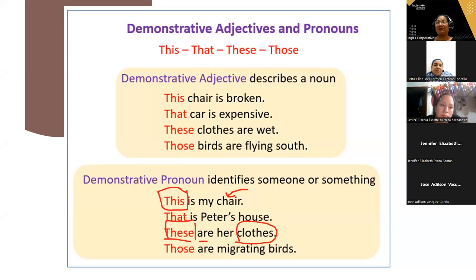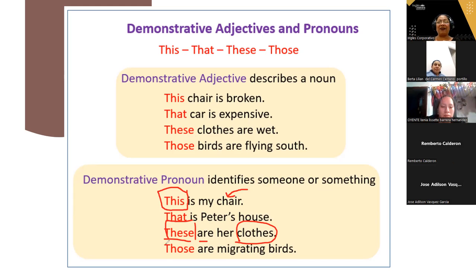A ropa. Clothes, yes. Okay. Que la ropa le pertenece a ella. Esta ropa es de ella, pero no digo esta ropa, sino que digo esta ropa es su ropa. Para no repetirlo, solo digo esta es su ropa. Pero desde que yo digo esta, ya sé que estoy hablando de la ropa.